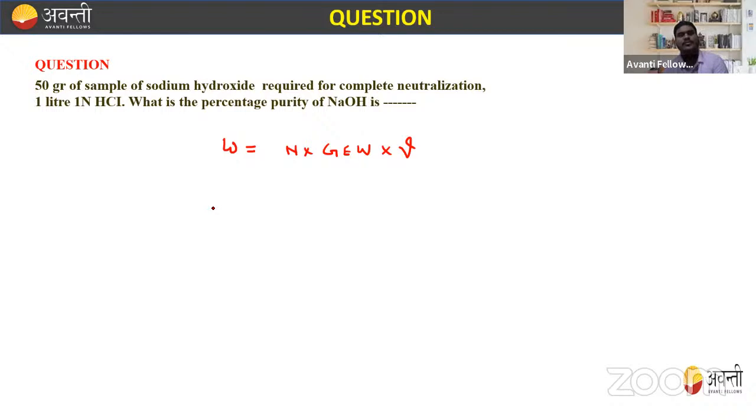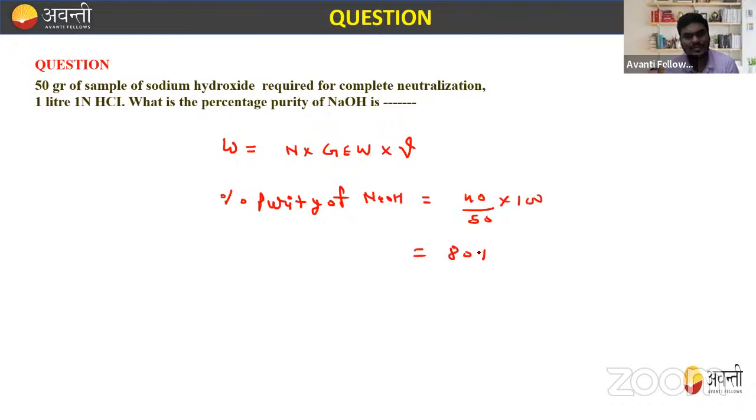Yes. So you have to calculate the percentage purity of NaOH. We know that the percentage purity of NaOH is the mass of NaOH, 50, upon the total mass, into 100. So it comes out to be 80%, right? I hope this is clear to you how 80% comes.